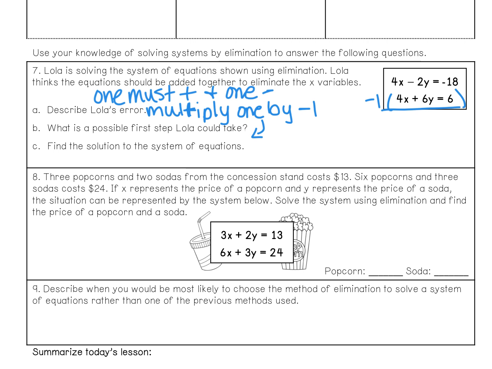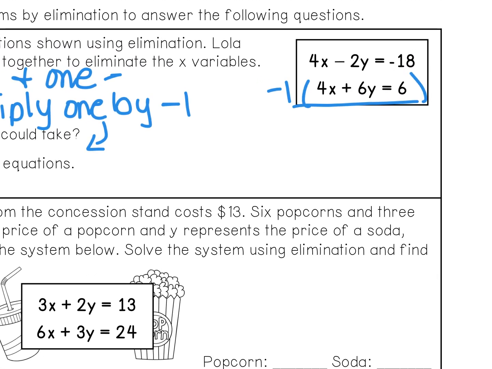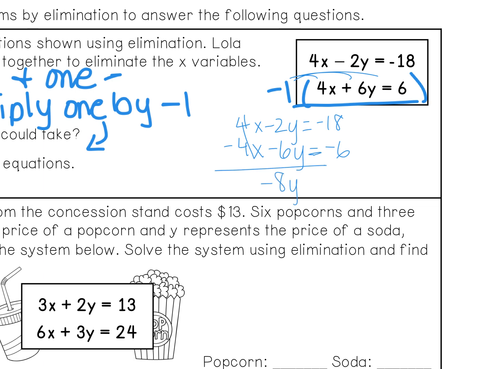So then we need to find the solution. So they want us to actually solve this. Again, we need to write it out. Don't squish it. So I'm going to rewrite my first one: 4x minus 2y equals negative 18. And then when I multiply everything by a negative 1, now my x's cancel. I have negative 8y, a negative 18, and a negative 6 is going to be a negative 24. So a negative divided by a negative, y is a positive 3. I'm just going to write it over here for my coordinate.